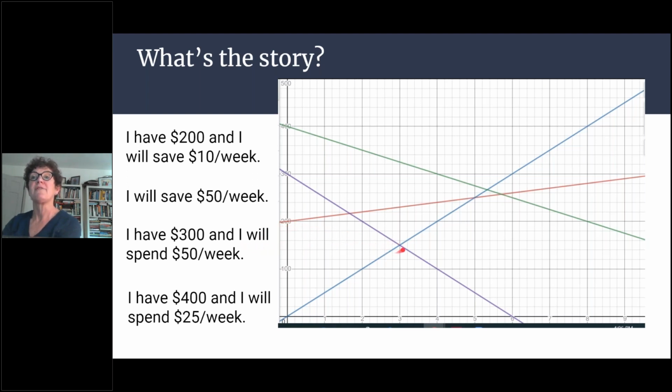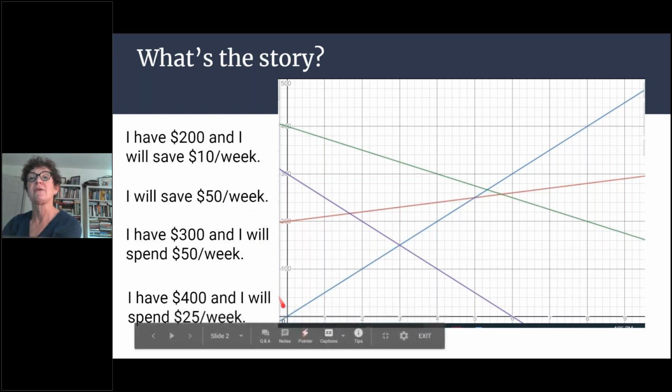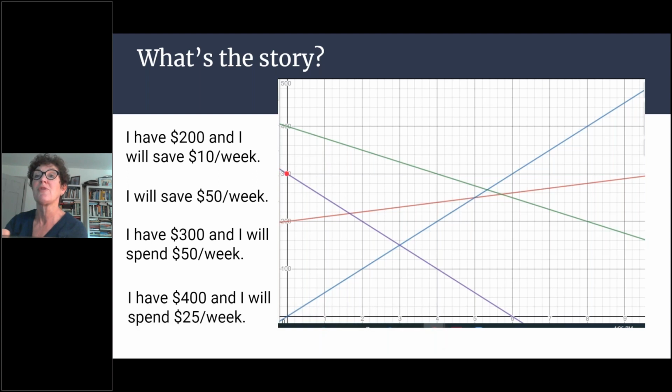So notice that these two lines intersect right here. The blue line is I save $50 a week. If I start with nothing and save $50 a week, I'll have the same amount of money as if I started with 300 and spent $50 a week. That's what that point of intersection is telling me.